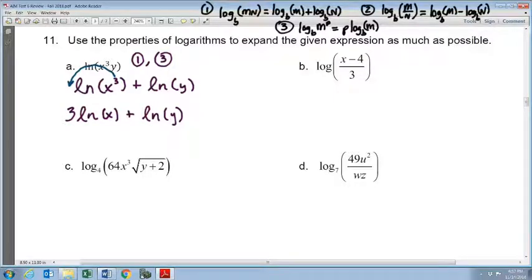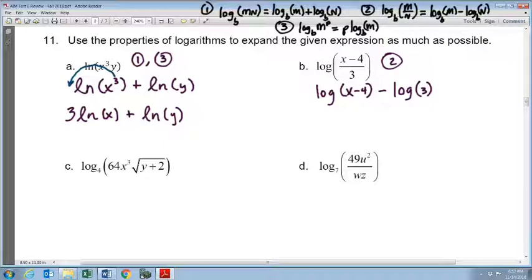On letter B, we have the log of a quotient, and so we're going to use property 2, the quotient rule. It'll be the log of x minus 4 minus the log of 3. Notice our base here is 10. Of course, in letter A, it was a base e log since it was natural log.